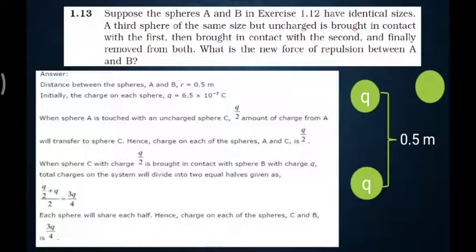Now C will get lost from the frame. Now A and B only stay there. What is the charge on A? Q by 2. What is the charge on B? 3Q by 4. Now find your question, same.